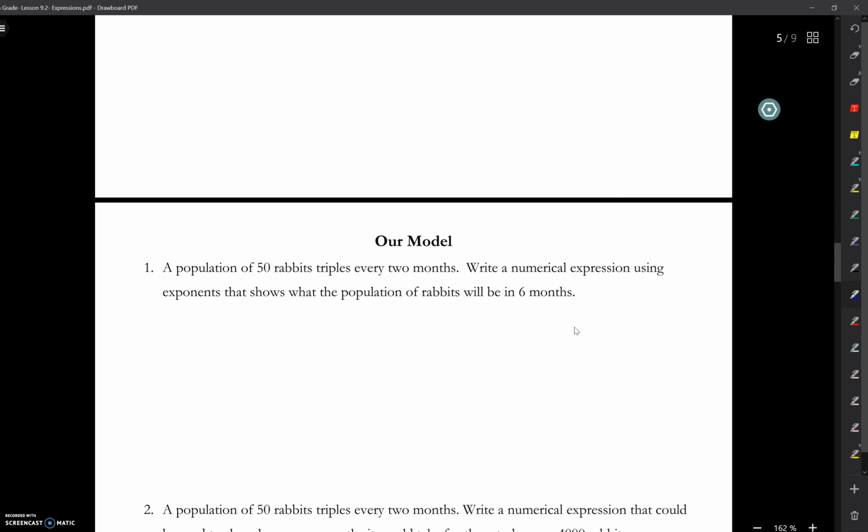Okay, here's our model. A population of 50 rabbits triples every 2 months. So every 2 months it's going to triple. What does the word triple mean? It means times 3. Write a numerical expression using exponents that shows the population of rabbits in 6 months. So every 2 months it triples, so it's 50 times 3 every 2 months. But we want 6 months. So how many times is it going to triple?